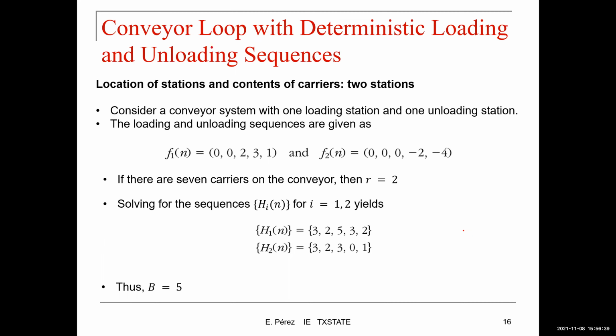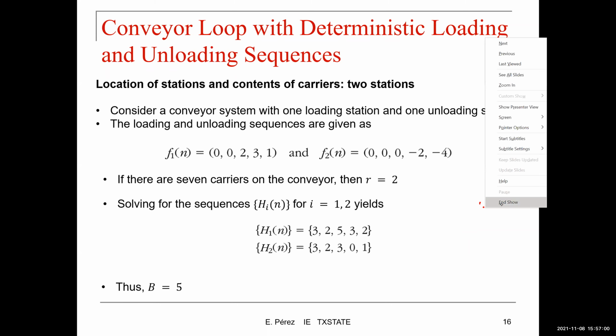Also, you only have 7 carriers. So if you perform all the computations that we just did, you will end up looking at this set of values, and the maximum from this set will be equal to 5. I have another example here I want to show you.